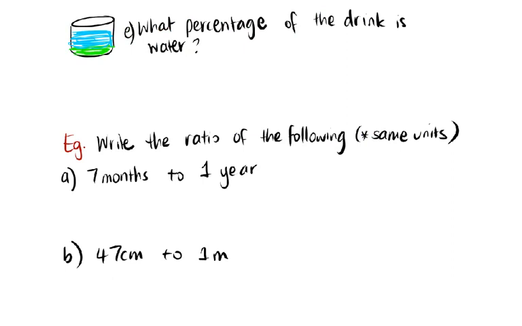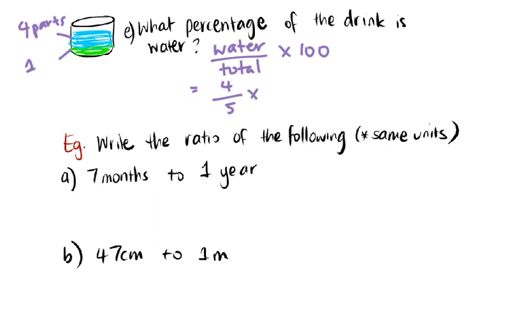This time, it's asking what percentage of the drink is water. So we know that the water is 4 parts, and cordial is 1 part, and the total is 5. So if you remember when we were doing our fractions and percentages, we have the part of water compared to the total. And remember, if we want it to be a percentage, we're going to multiply it by 100. So there are 4 parts over 5 times 100. And if you calculate that, that should be 80%. So 80% of the drink is water.